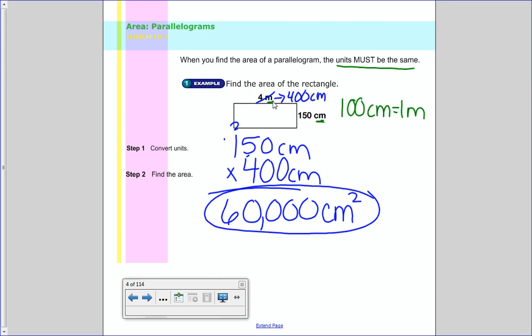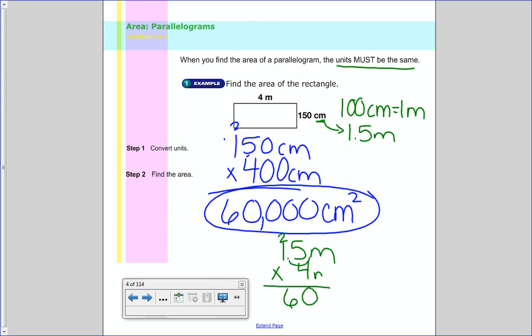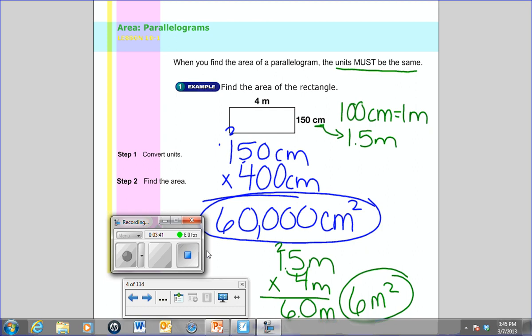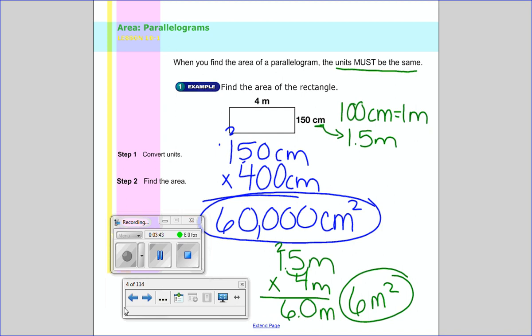Or, if you wanted to, you could have kept the meters the same and said, well, if there are 100 centimeters in 1 meter and I have 150, that would be 1 5/10 meters. So then you would have done 1 5/10 meters times 4. And then move my decimal over, and I get 6. So my answer would be 6 meters squared. There we go. So either answer is the same. Here you'd either get 60,000 centimeters squared or 6 meters squared.